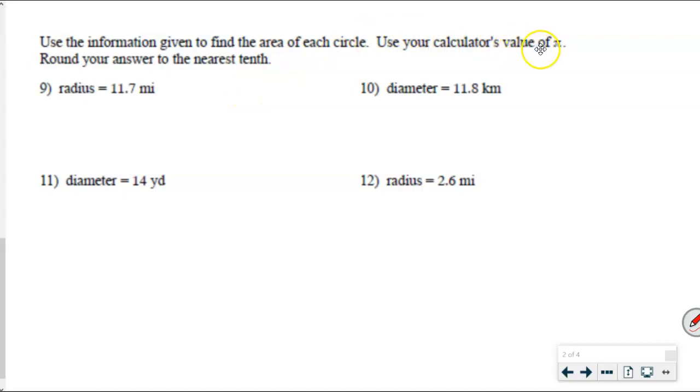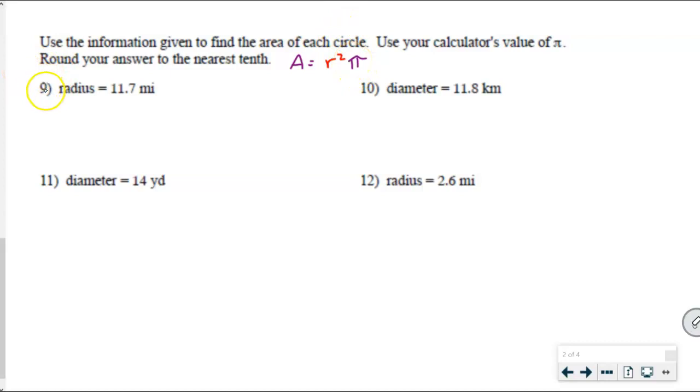Use your calculator's value of pi. So if I'm asking for the area, it's probably a good idea to write down the formula. How do I find the area of a circle? Thank you, Cambria. Exactly, radius squared times pi.